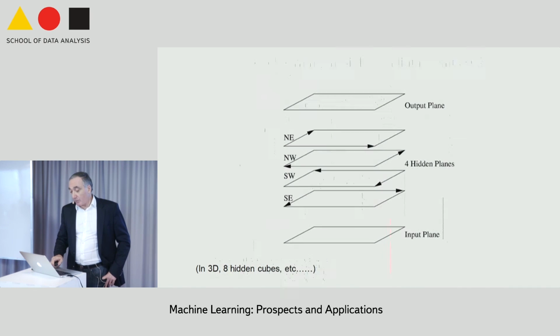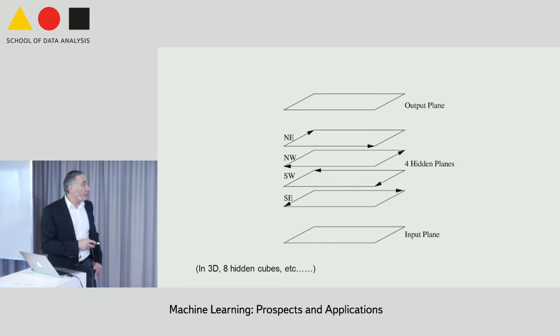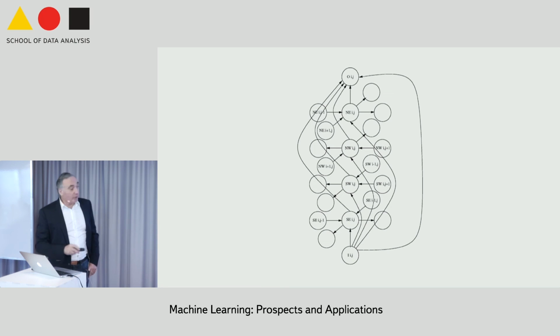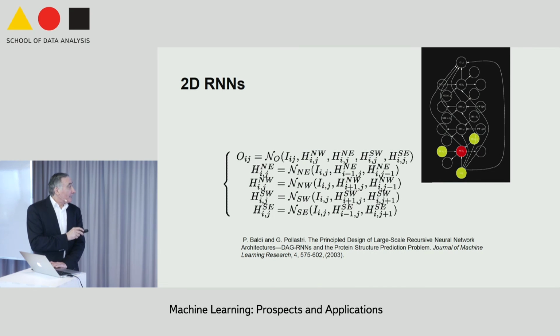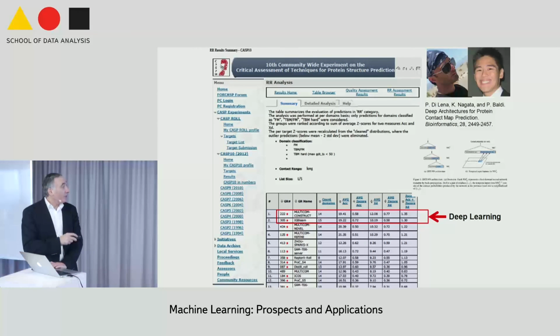We have addressed it with a number of techniques. You can do the same trick in 2 dimensions where you have an input plane, 4 hidden lattices, and 1 output plane. You orient all the edges in the hidden lattices towards one of the 4 cardinal corners. So when you reparameterize it, you get essentially 5 recursive neural networks, where the output depends on the input and the 4 hidden nodes below it. And then you have the propagation in the 4 hidden planes that is described here.